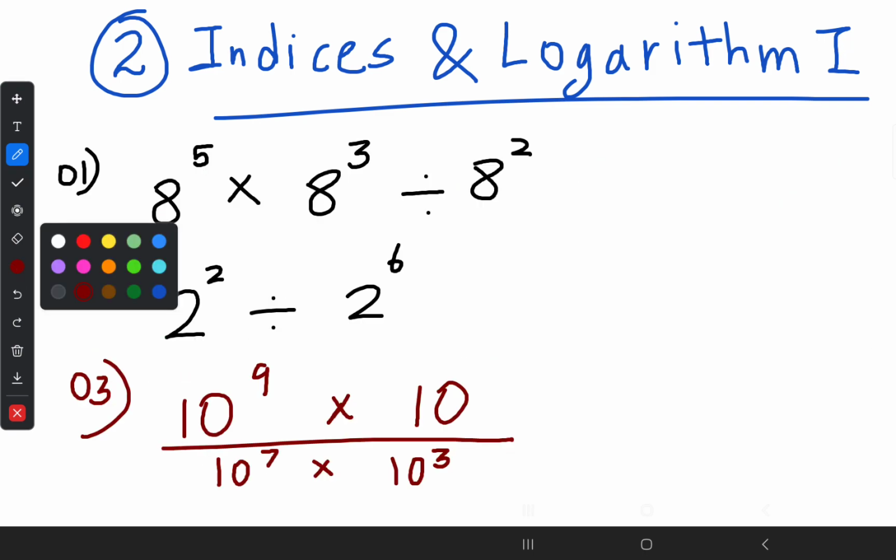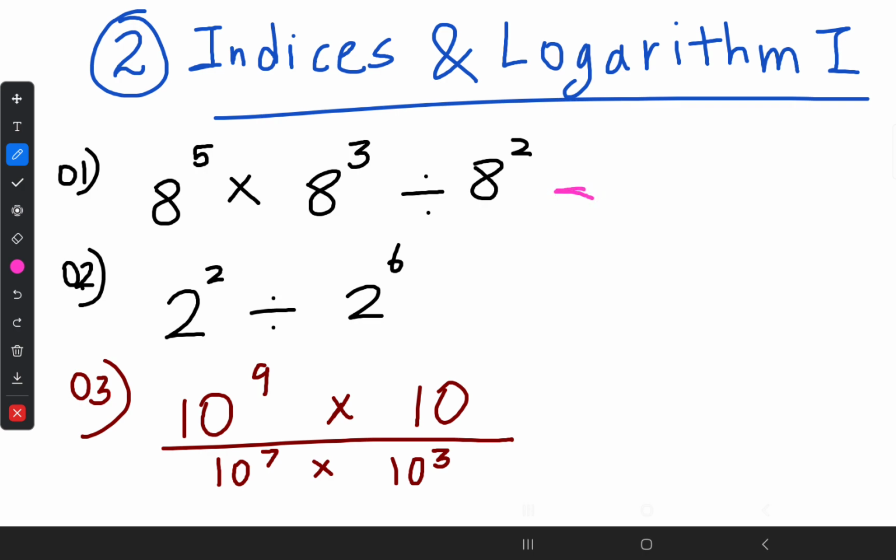In our first question, there is a multiplication, thereafter there is a division. Let's do the multiplication operation first. So base 8, the power would be 5 plus 3, which is 8, divided by 8 to the power of 2. Division means you should subtract your indices. So the power would be 8 minus 2, which is 6.